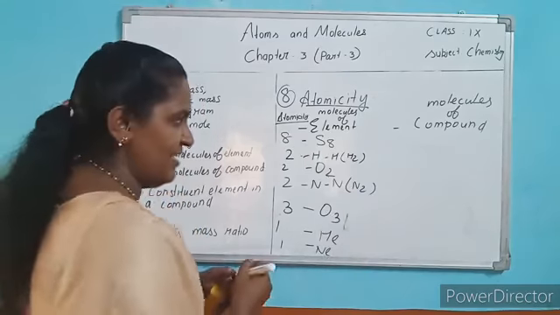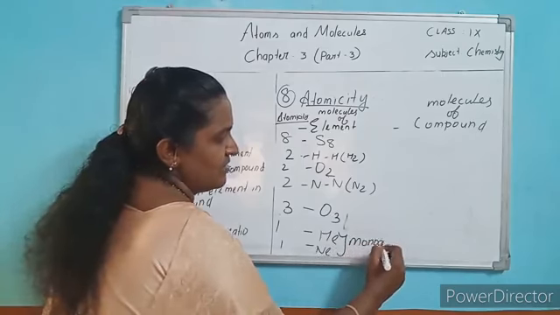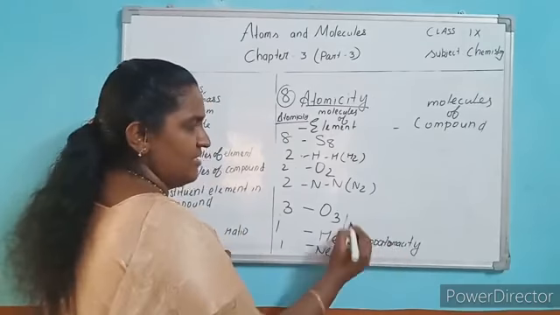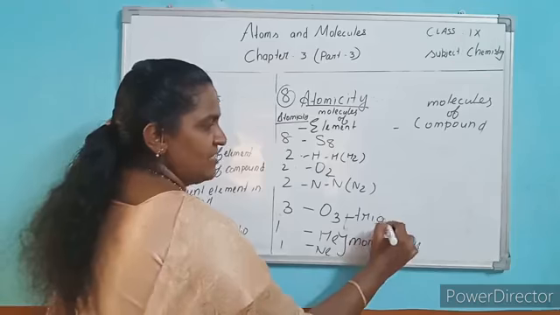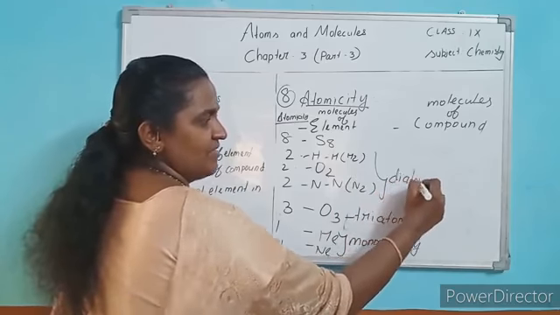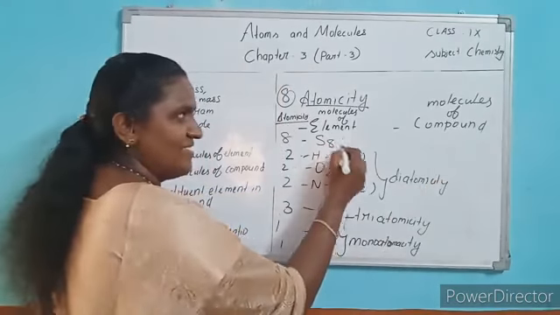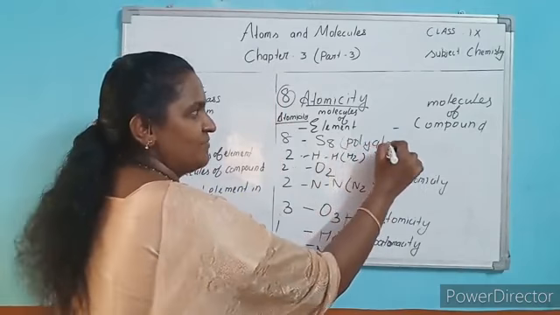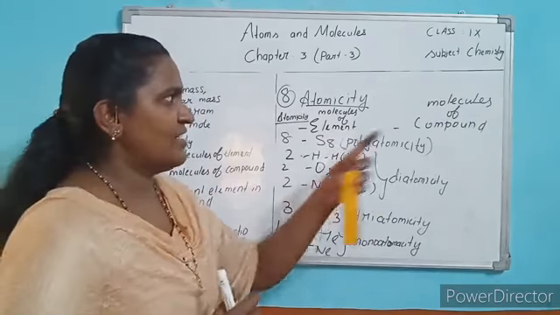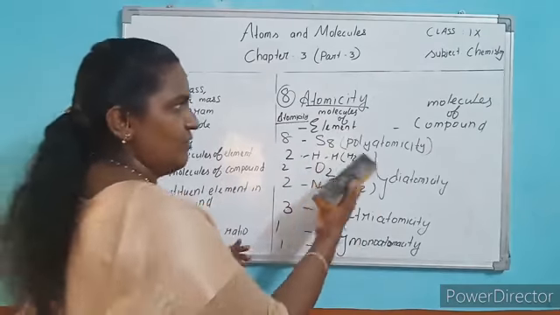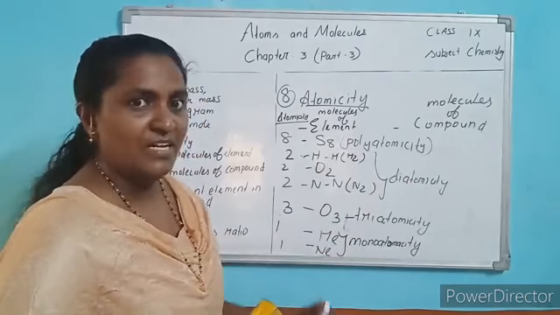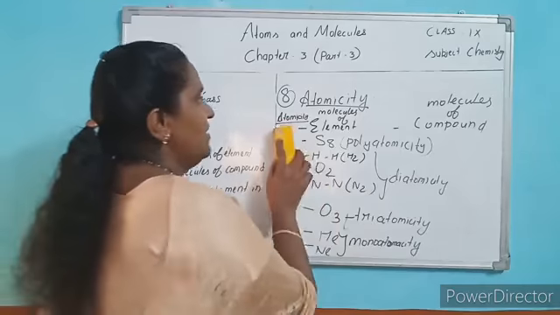A question can be asked: monoatomicity, triatomicity, diatomicity, polyatomicity. Clear? Examples of diatomicity, examples of monoatomicity, examples of polyatomicity. Ozone you can write here, and phosphorus is also polyatomic. P4 it will come. Next one is compounds.